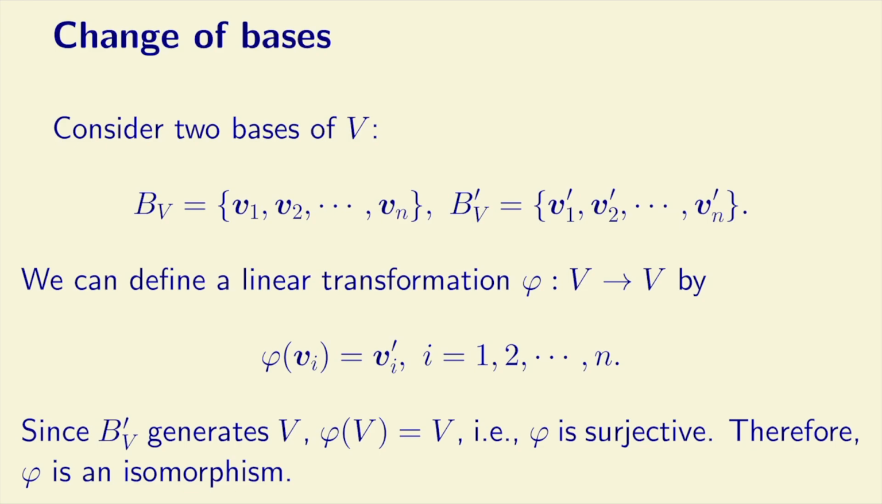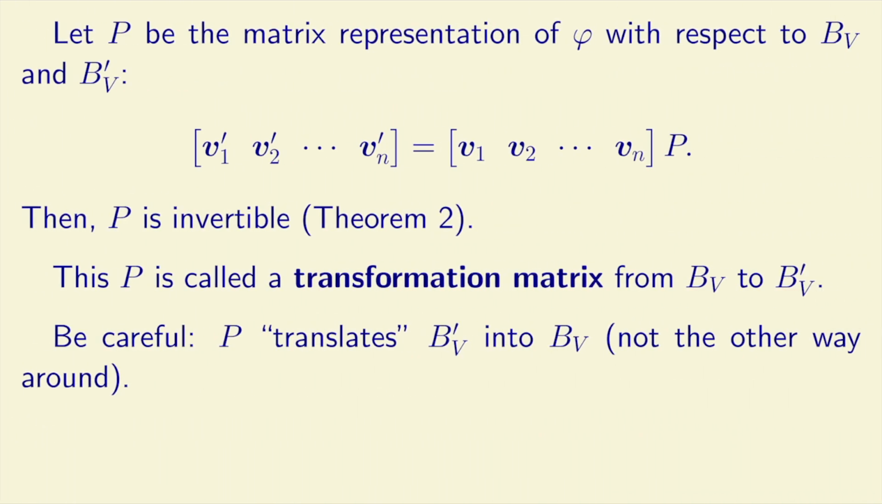Since the image of a basis is a basis of the same vector space V, the map has to be an isomorphism. The notes then define a transformation matrix P. Let P be the matrix representation of phi, (V'1, V'2, ..., V'n) equals (V1, V2, ..., Vn) P. Then P must be invertible because of Theorem 2. This P is called a transformation matrix.